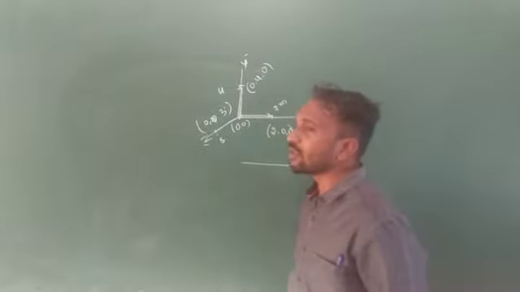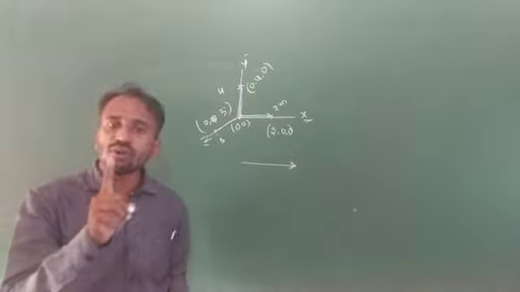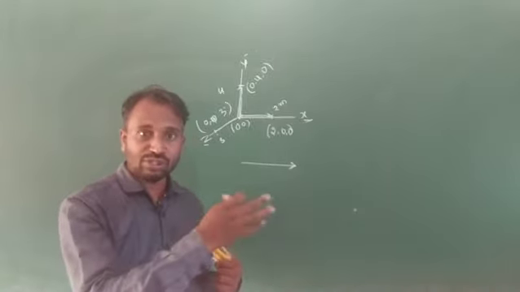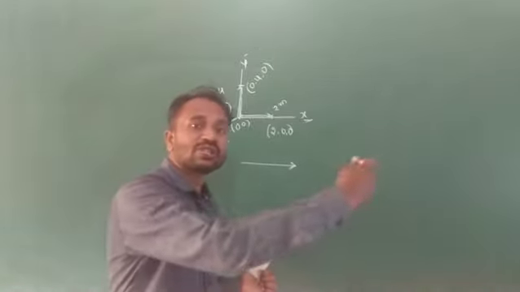It means here we use only one coordinate in one dimension. Why? Because the object moves along a straight line.